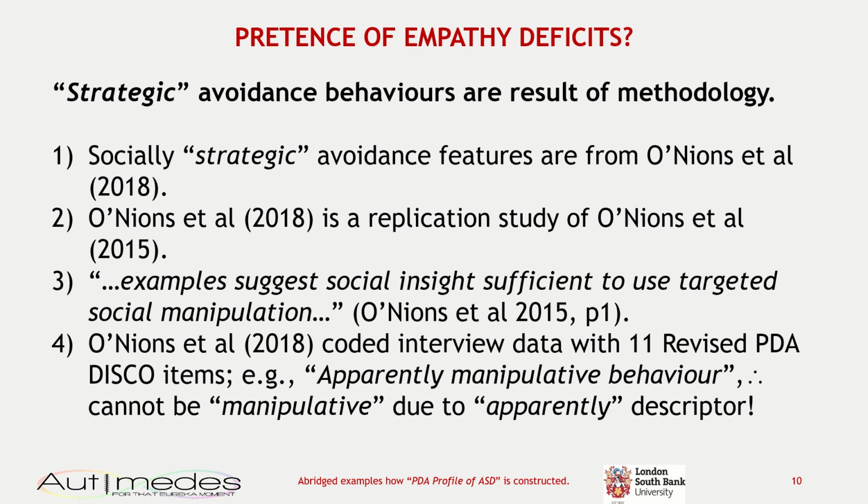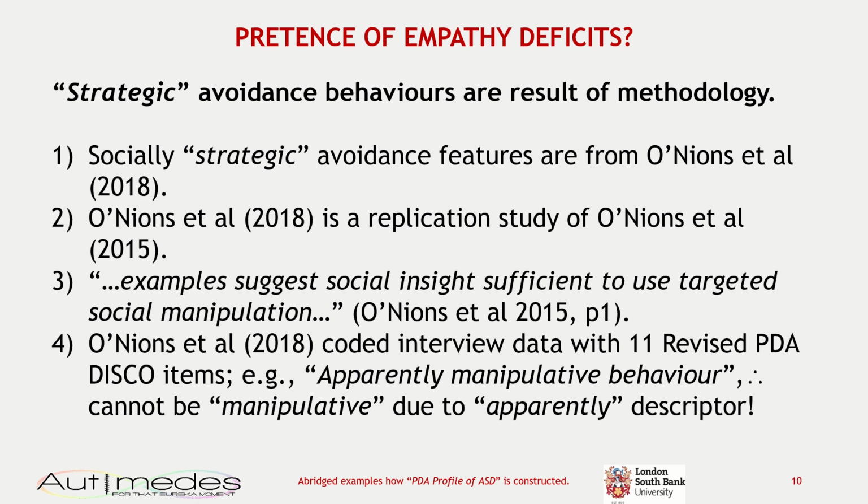But the key difference between the two studies is that both the 2015 version and the 2018 version used the same 22-item restricted interview, but in the 2018 one, they coded the interview data with the 11 revised PDA DISCO items, and that matters because one of the items of these 11 PDA DISCO questions is apparently manipulative behaviour. So if you're coding your interview data with the term apparently manipulative in there, your manipulative behaviour can't be manipulative, it has to be something else, so you have to call it something else. So that's why you get the change to strategic. The term strategic is in there due to the methodology used in the 2018 paper.